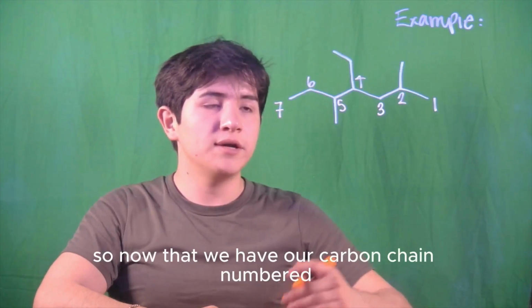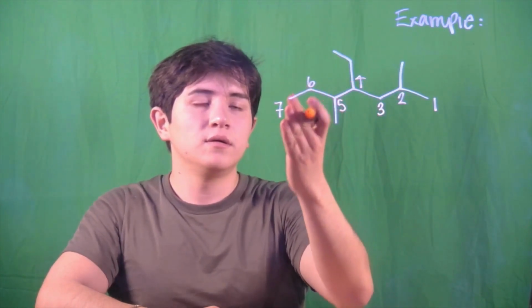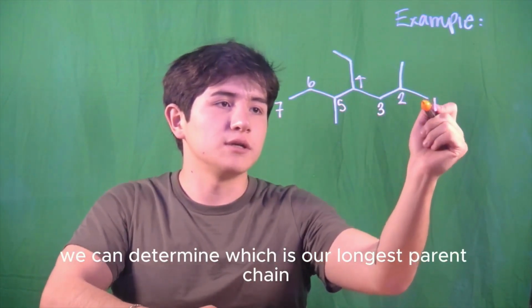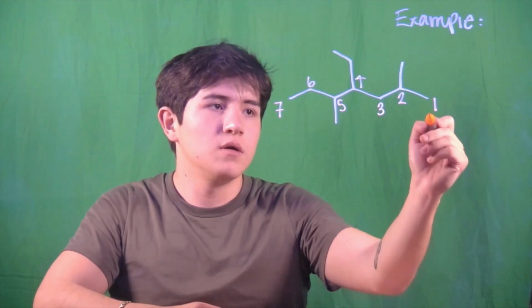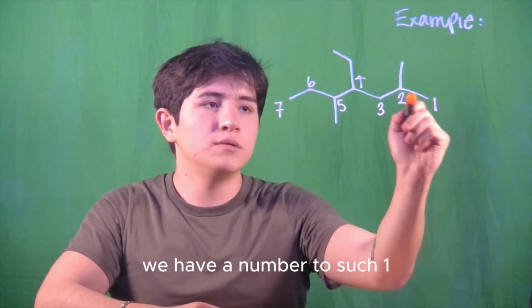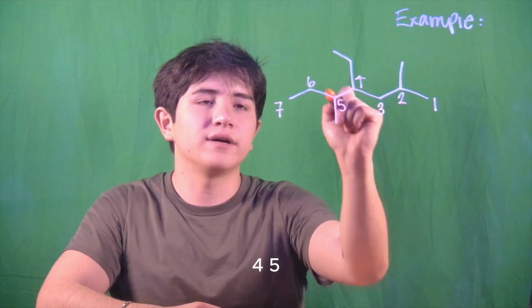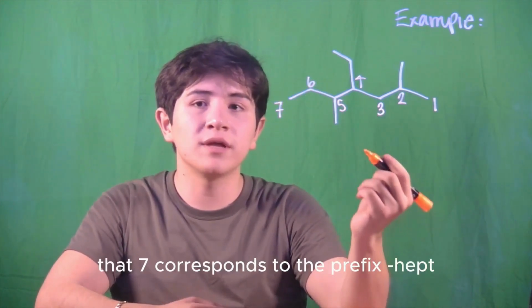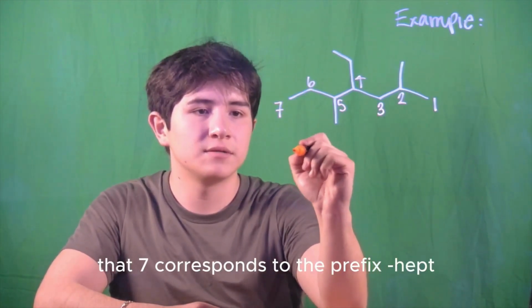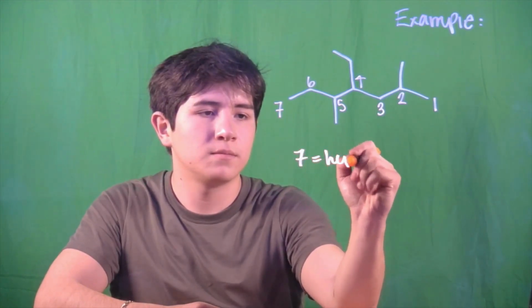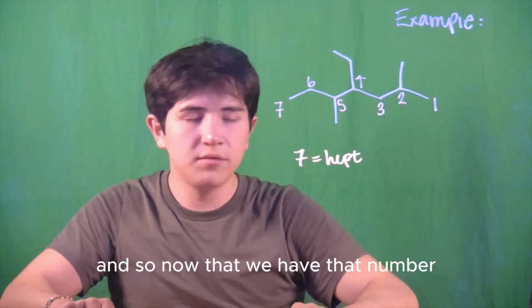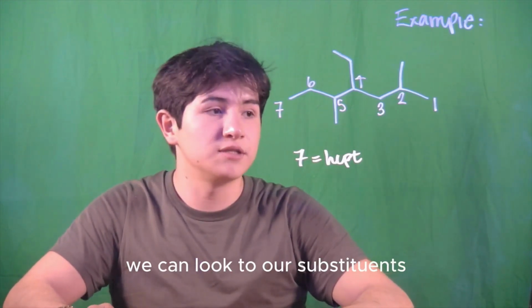So now that we have our carbon chain numbered, we can determine which is our longest parent chain, or which is just our parent chain. We have it numbered as such: 1, 2, 3, 4, 5, 6, 7, and we have to remember that 7 corresponds to the prefix hept. And so, now that we have that numbered, we can look to our substituents.